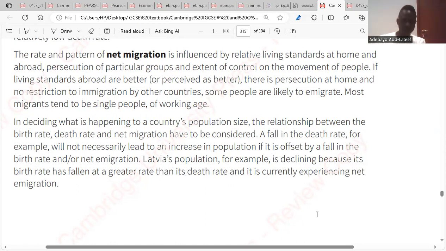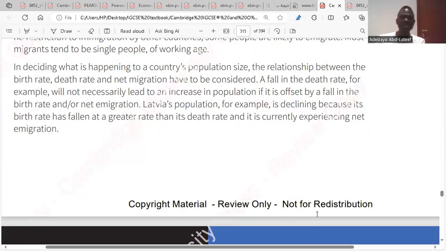Yes. Okay. In deciding what is happening to a country's population size, the relationship between the birth rate, the death rate, and the net migration have to be considered. A fall in the death rate, for example, will not necessarily lead to an increase in population if it is offset by a fall in the birth rate and or a net emigration. Latvia's population, for example, is declining because its birth rate has fallen at a greater rate than its death rate, and it's currently experiencing net emigration.